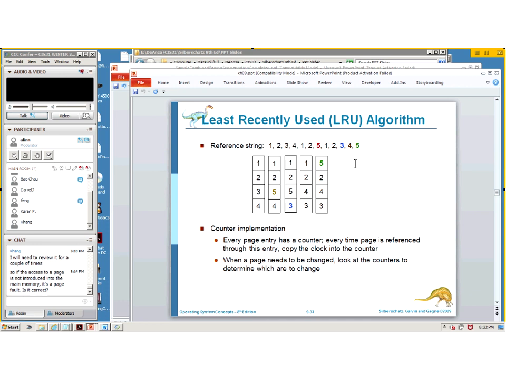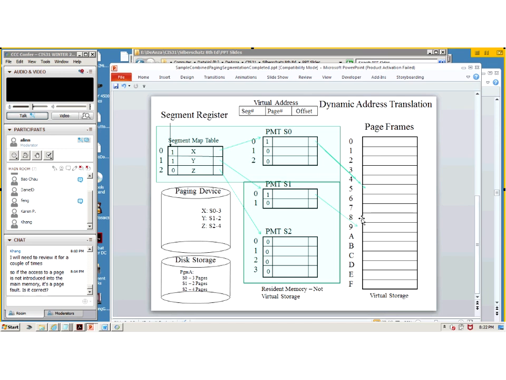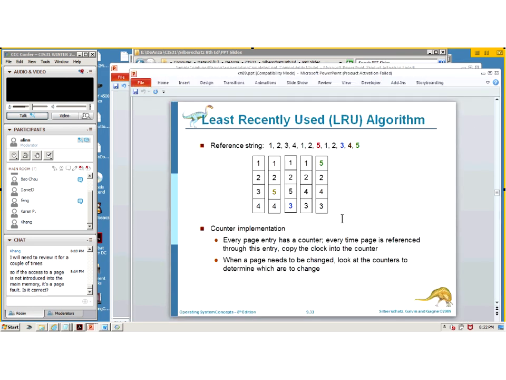Okay. The issue with this is, imagine the amount of hardware needed to implement that. It's just an awful lot of hardware to do that. So this one is a good concept, but very difficult to implement. Mainframes have that. You know, really expensive processors. They use this concept.